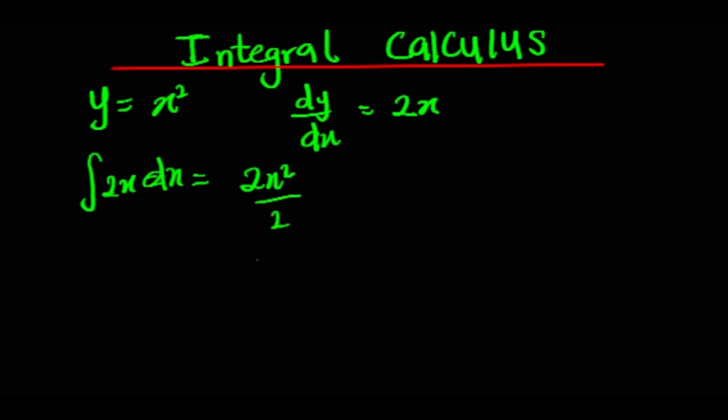divided by 2, right? And in this scenario, this cancels this out, right? Then the final answer that we have is actually x squared. Now look at this. If you differentiate x squared, you're going to have 2x. If you integrate 2x, we are going to have x squared, right? So that shows that these two processes are actually inverse of each other, right? They are actually inverse of each other.